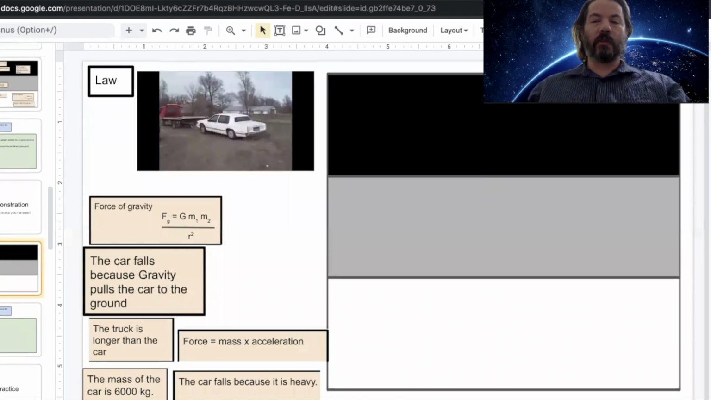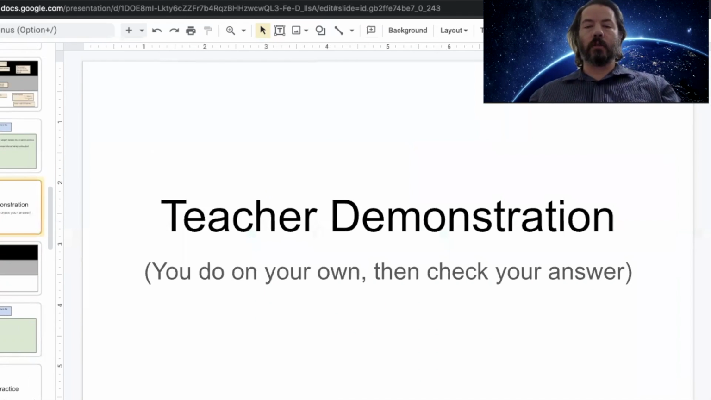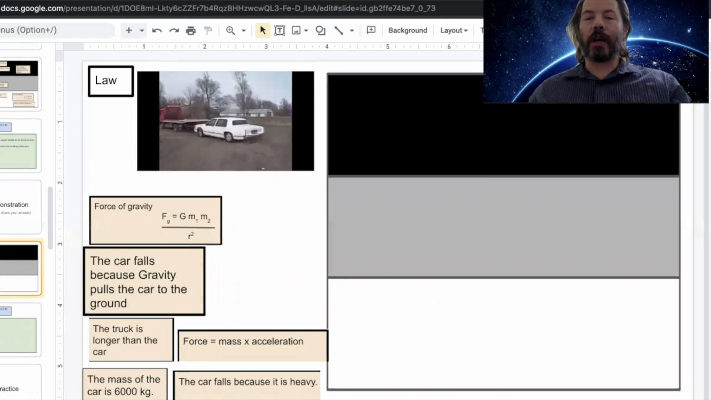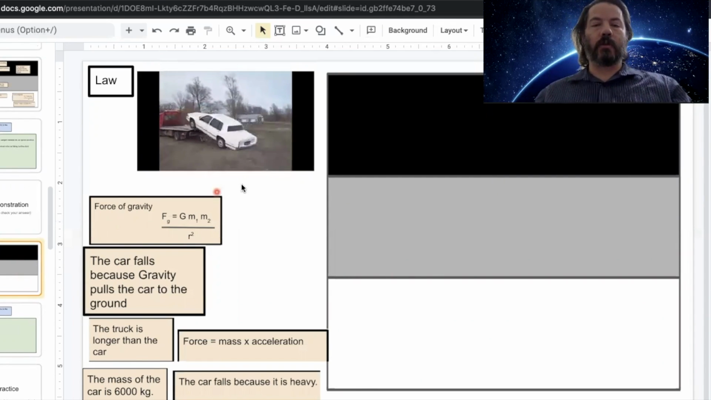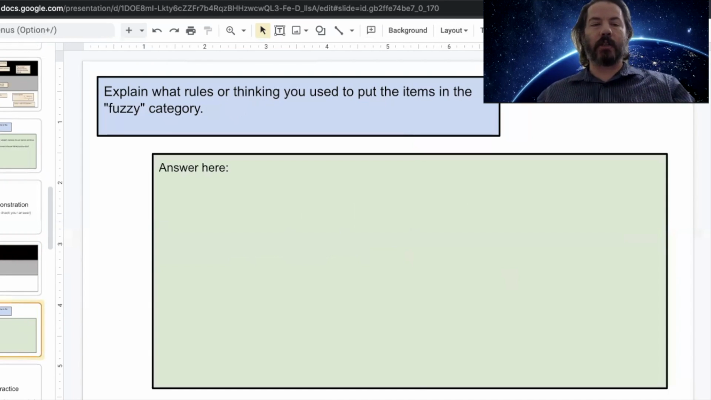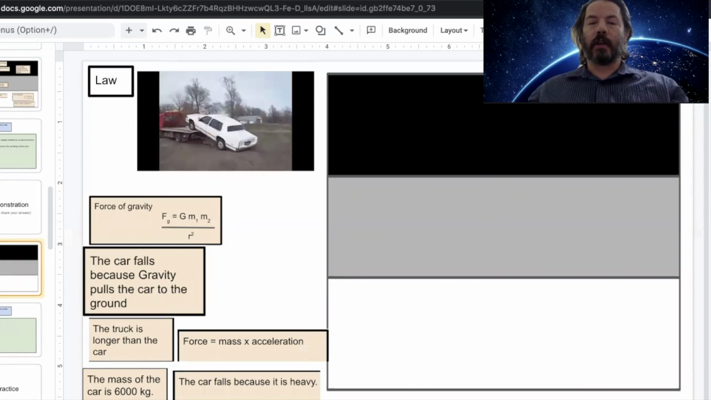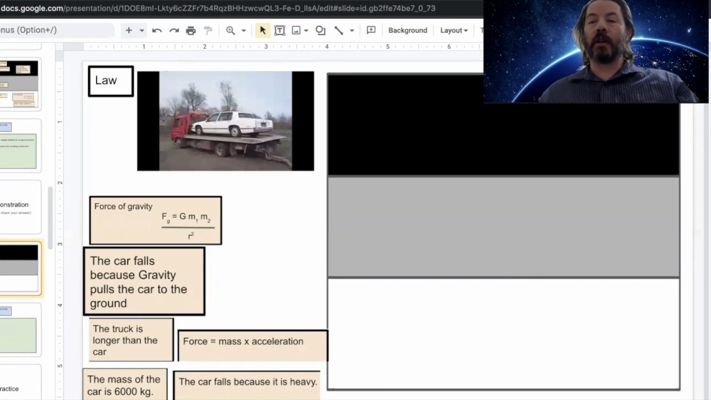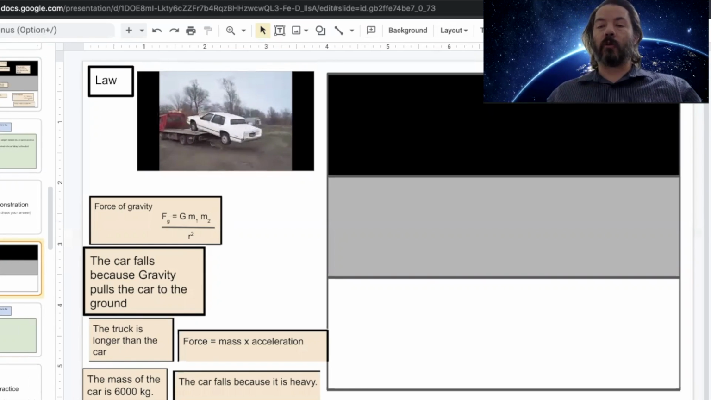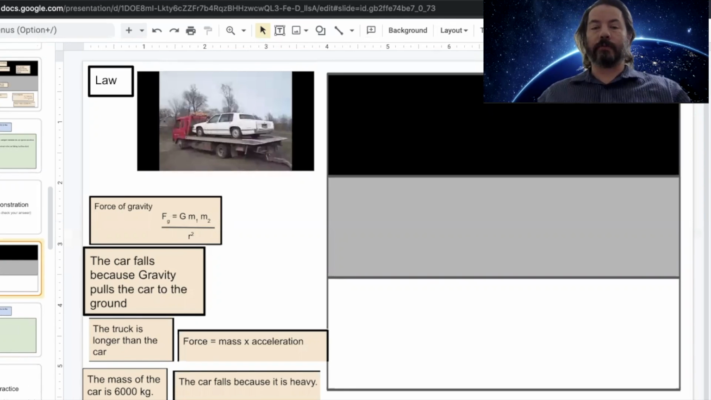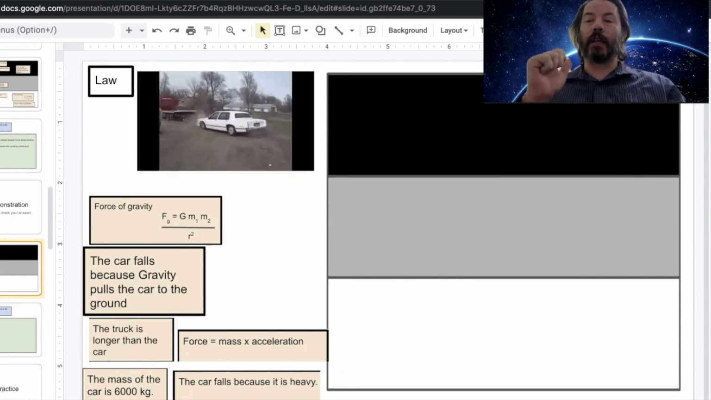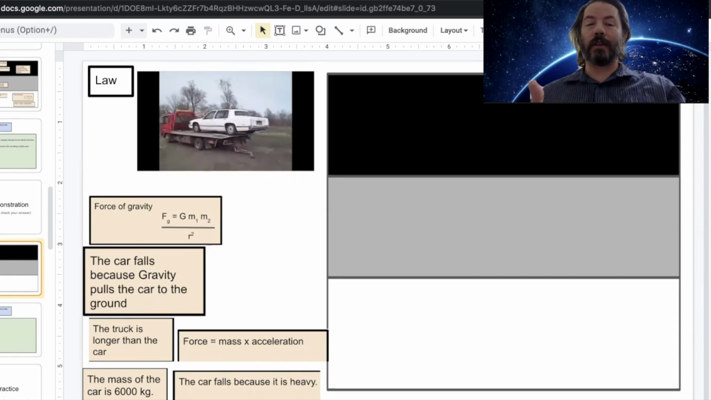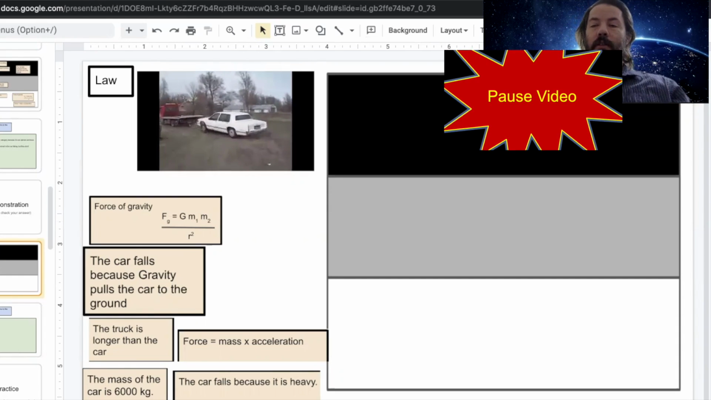Okay, let's do one more. I want you to try this one on your own. Pause it, do it on your own, do the sort, write your explanation, and then after this, you will be able to check your answer, and then you will have some homework where you get to do some on your own. So go ahead and pause it and try this one. This one is a law, so don't forget to check the definition of what a law is, sort the cards, and then tell me why.